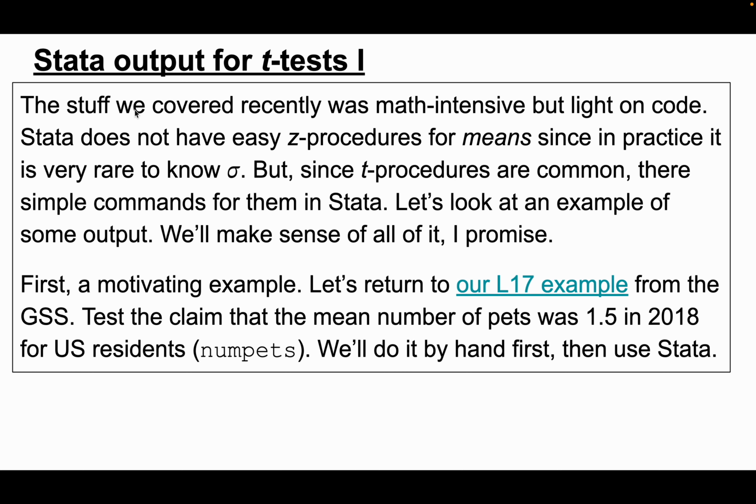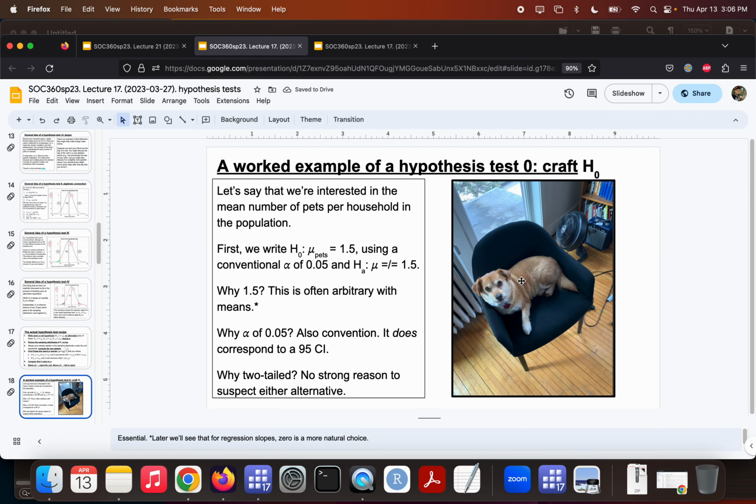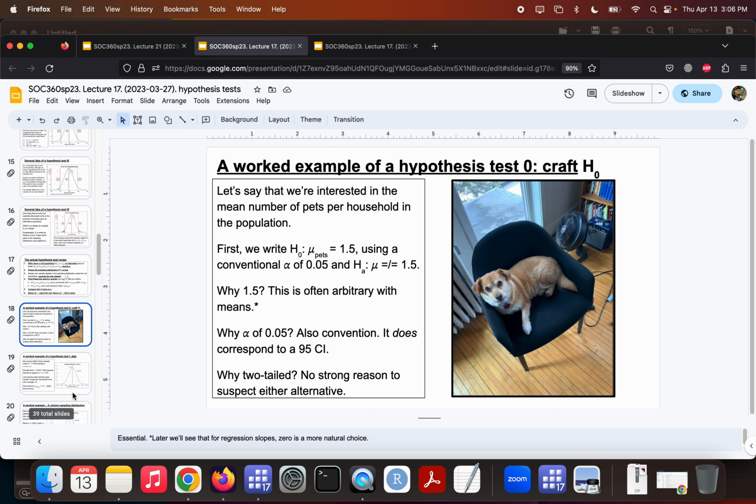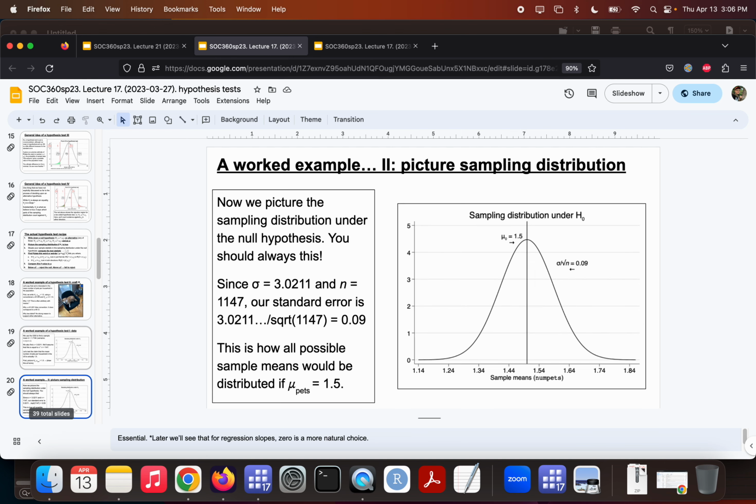So, a motivating example, let's return to our lecture 17 example from the GSS. We were testing the claim that the mean number of pets was 1.5 in 2018 for US residents. So first, by hand, let's calculate, and then we'll use Stata. You might recall that this is what we did here. We were interested in testing the claim that the mean of pets in the population was 1.5. We used a conventional alpha of 0.05. We assumed that S and sigma were the same. And we found here a p-value.